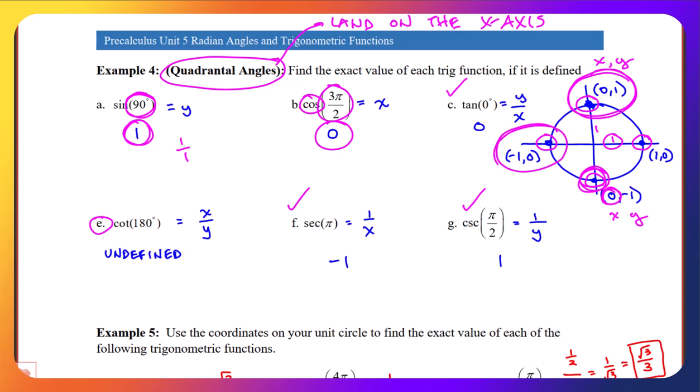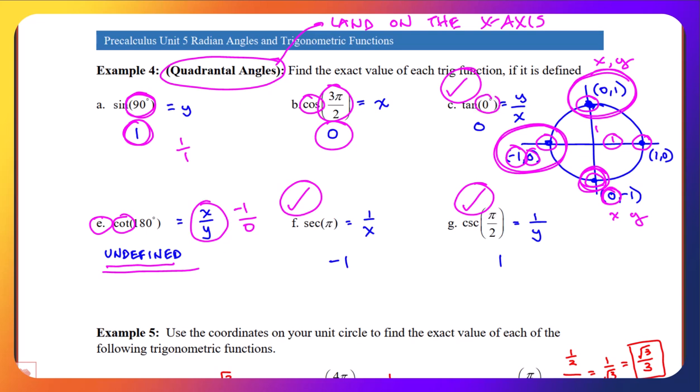180 is here. Cotangent is x over y. The x here is -1. The y here is 0. Uh-oh, can't divide by 0. That's undefined. You again do these three using the x and the y where these angles land, and then the radius or the hypotenuse is 1. Try those.